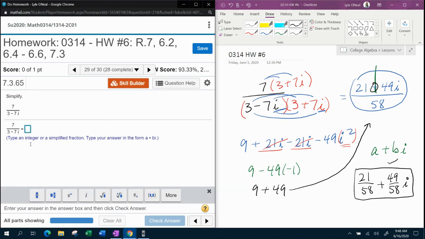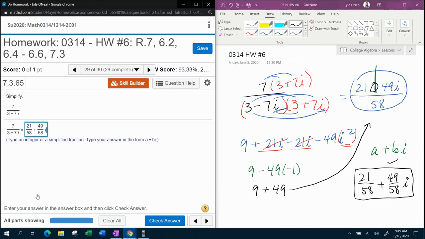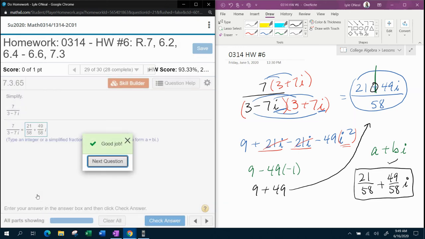All right, so let's input that answer. Fraction 21 over 58 plus another fraction 49 over 58. And the i has to go to the side. And there you go.